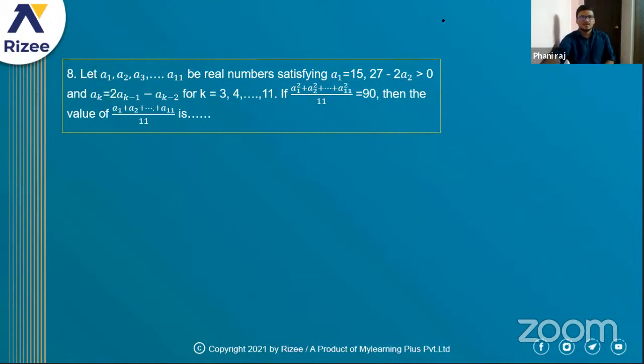Next. Okay, so a1, a2, a3, and so on till a11 are real numbers satisfying a1 equal to 15 and a2 is less than 27 by 2, then ak.